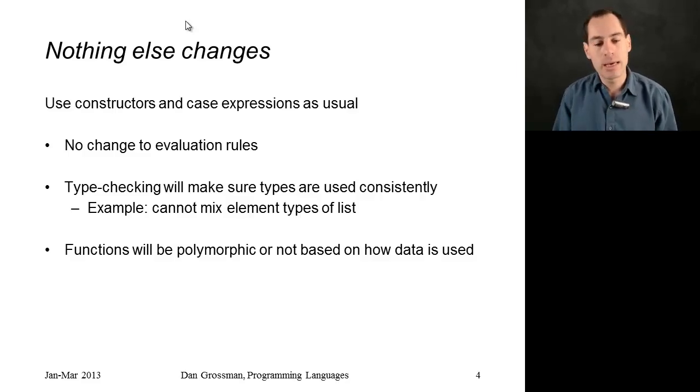So even though a list or a tree may be polymorphic, you still can't mix element types in a particular data structure. And then how polymorphic your functions are, how many of those quote A's and quote B's appear in the type, depends on how the data is used. And that's why we see things like summing the elements of a list requiring a list of ints, but something like append working for lists of any type.